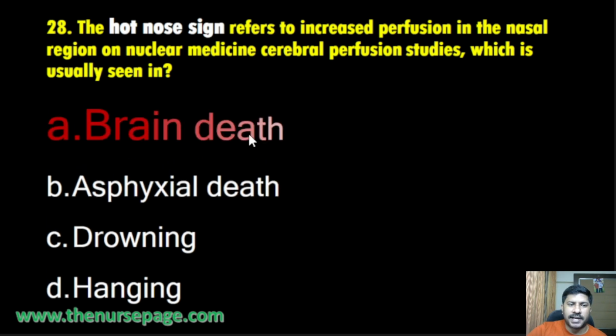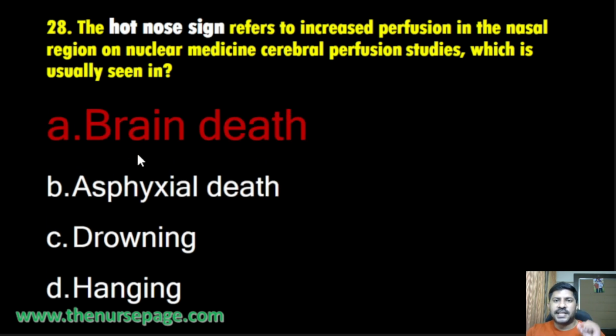So correct answer is brain death. After the brain death, the internal carotid artery circulation will be gradually reduced. So this blood flow will go into the external carotid artery, and most of the blood we can identify during the cerebral perfusion studies in the nose. So that sign is known as hot nose sign. After brain death, the internal carotid artery circulation will reduce and the external carotid artery circulation will increase.